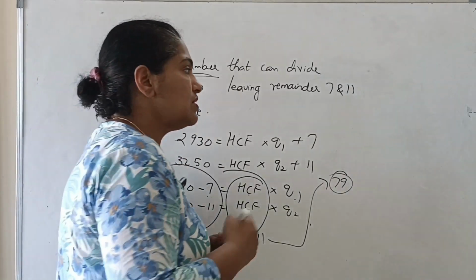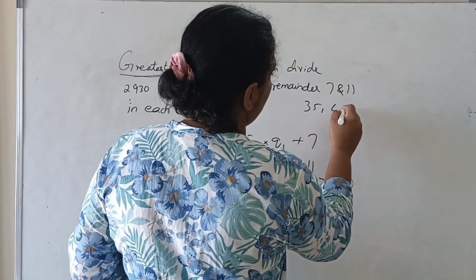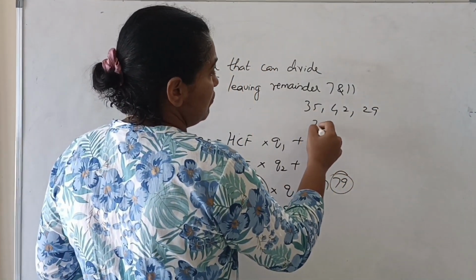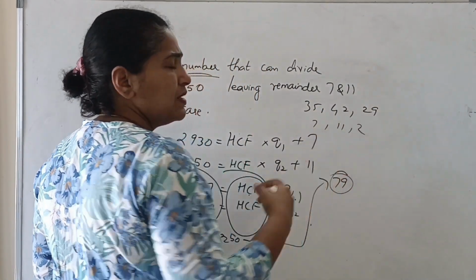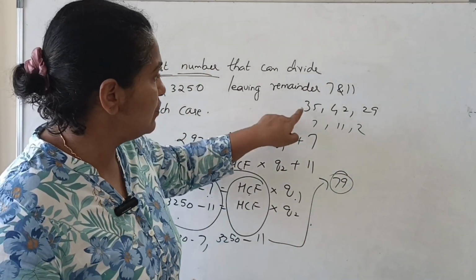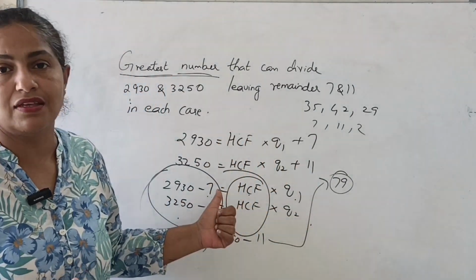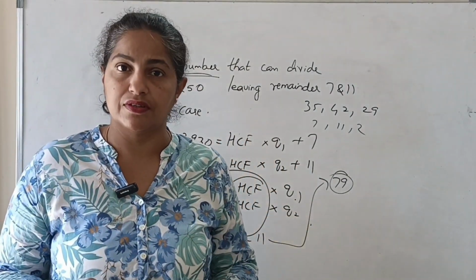Okay, suppose you have got 3 numbers, say 35, 42 and 29, and suppose they have remainders of 7, 11, 2, something like that. You know that you need to subtract each of them individually and find their HCF, and this is the reason why you are doing it.